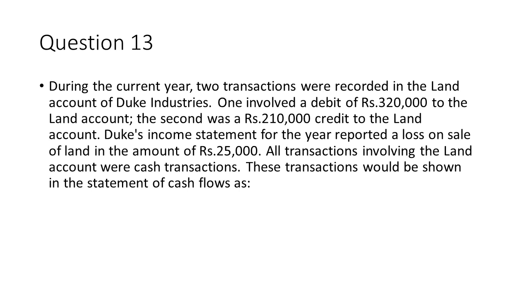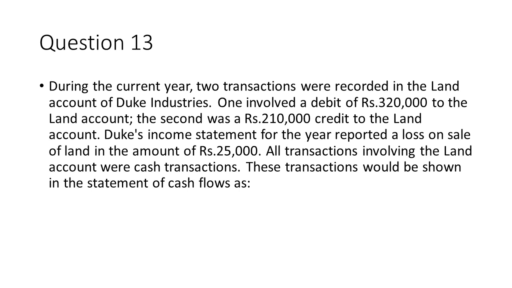During the current year, 2 transactions were recorded in the land account of Duke Industries. One involved a debit of Rs 3,20,000 to the land account. The second was a Rs 2,10,000 credit to the land account. Duke's income statement for the year reported a loss on sale of land in the amount of Rs 25,000. All transactions involving the land account were cash transactions.